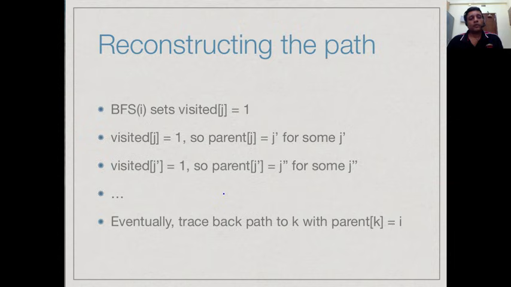So we can go backwards. Because k was marked by j, j would be marked by some other vertex and so on. So by just following these links back, we can go back from any k to the start vertex, and therefore we can reconstruct the path.